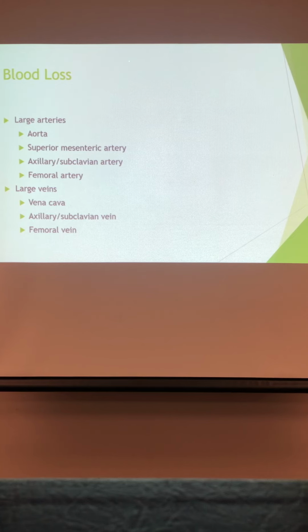Blood loss continued, large arteries and veins in the body: aorta, superior mesenteric artery, and the axillary and subclavian artery, and the femoral artery. The two in the middle are the arteries that run from your aorta down and into your arms. And then the large veins: the vena cavas, the axillary and subclavian veins, and the femoral veins.